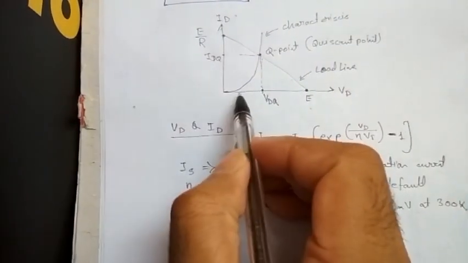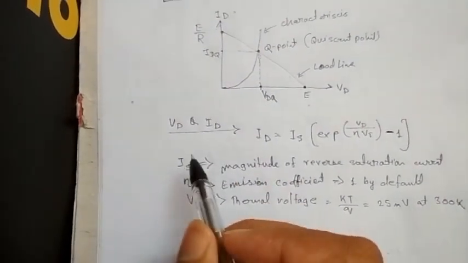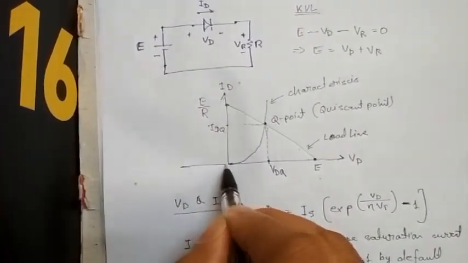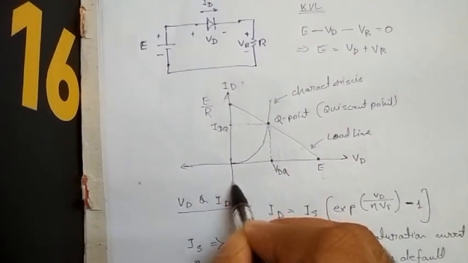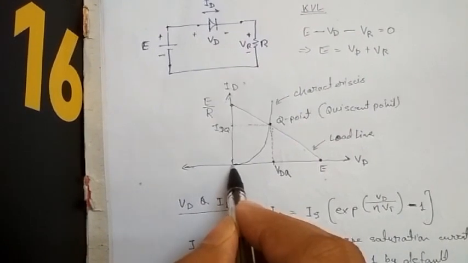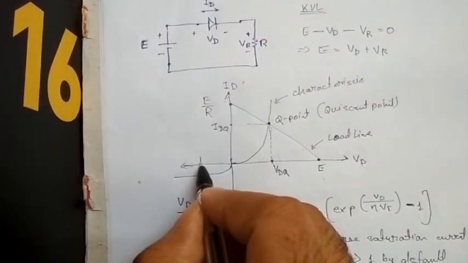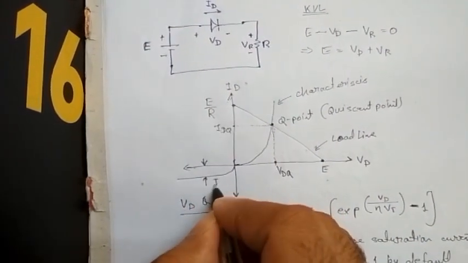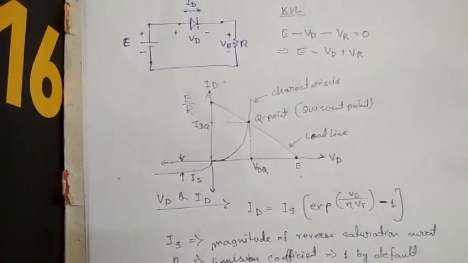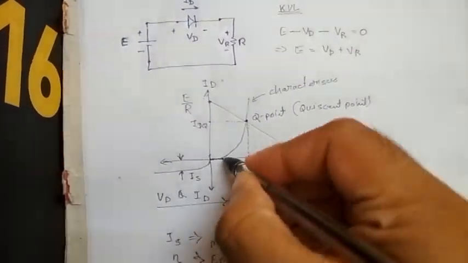Now from this graph, if we want to express the value of Is, we have to take the reverse characteristics too. In the reverse characteristics, you will be able to find that the curve is like this, and Is is this thickness. This magnitude is the reverse saturation current, and the current portion is this.